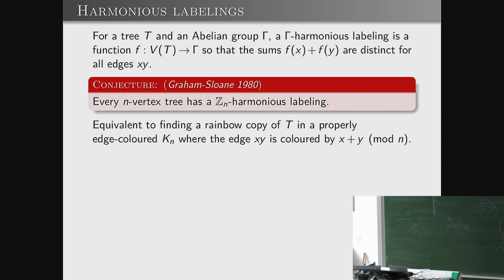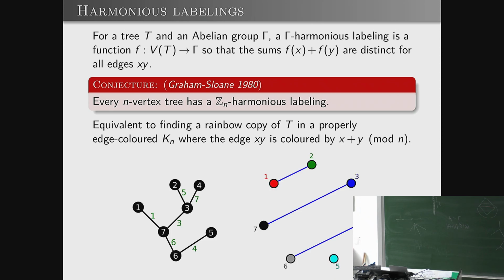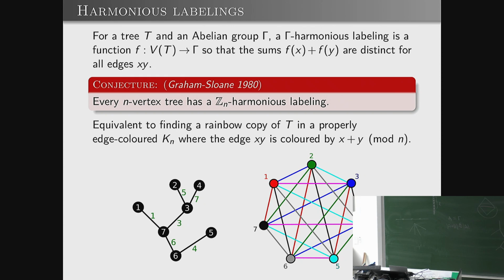Because what we can do is take a Cayley sum coloring of the complete graph. Indeed, let's take the edge coloring of the complete graph where we color the edge xy by the color x plus y modulo n. Just take n vertices and color by their sum. For example, 1 plus 2 is 3, 7 plus 3 is 3, 6 plus 4 is 3. So all these edges I color blue, and I do it for all the numbers. So I get a proper edge coloring of the complete graph, using precisely n minus 1 colors.